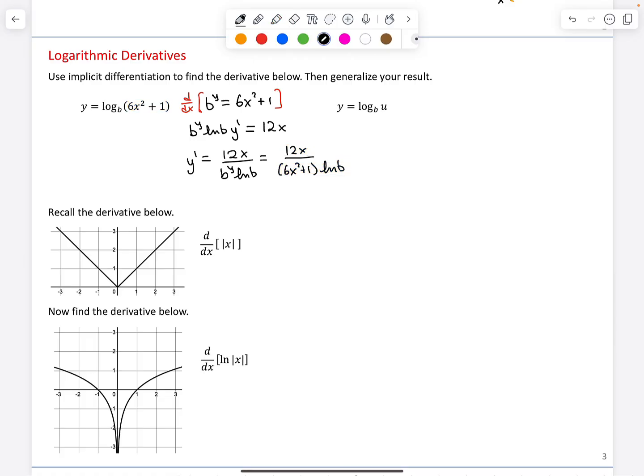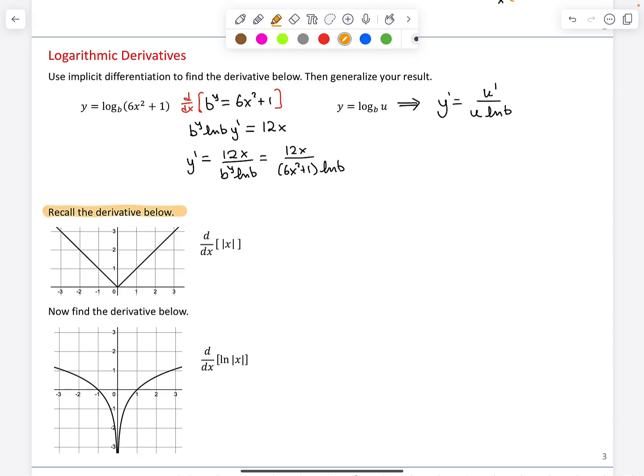So we can generalize this so that I don't need to repeat this process every time. So if y is equal to log base b of u, then I can go straight to this. Y prime will be 1 over that argument times the natural log of the base, but then multiply by the derivative of the argument, which I can just put in the numerator. So we get this general formula.